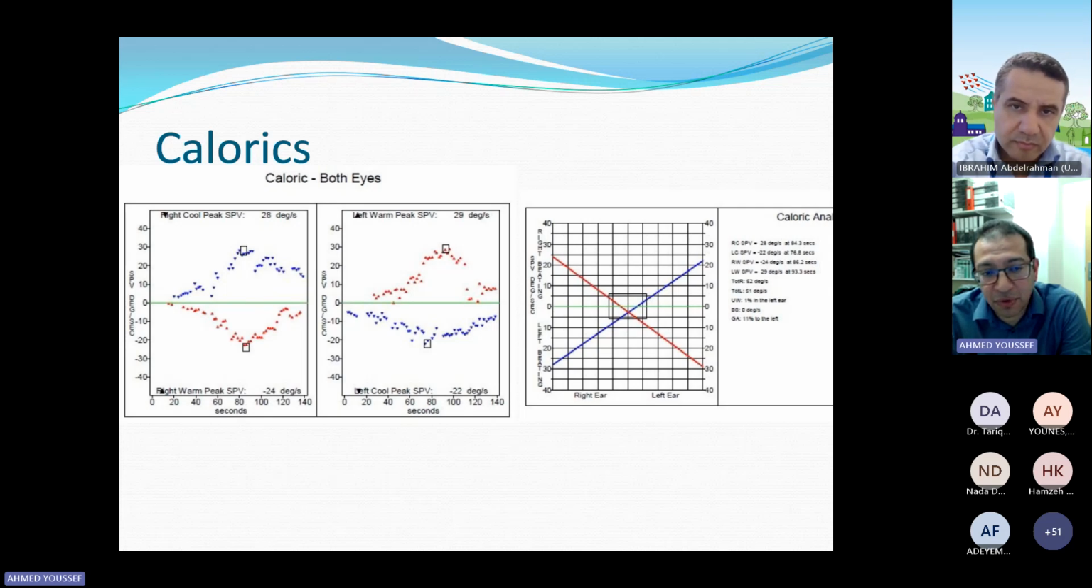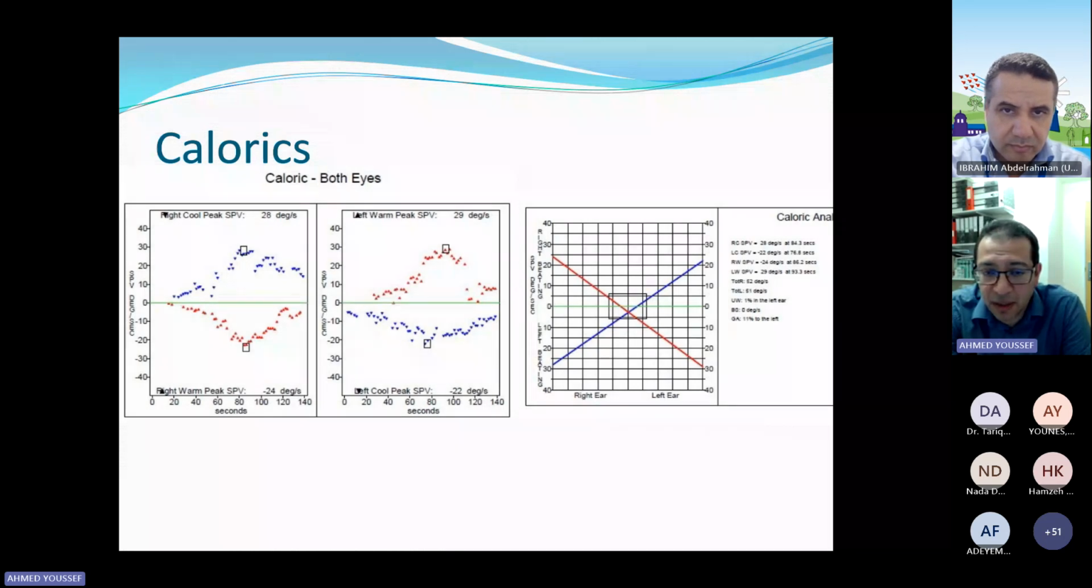Then the audiologist would move on to the calorics. And as you all know, for the caloric testing, we use bithermal irrigation, which is water, or sometimes air calorics. There are two irrigations, one that is 7 degrees above normal body temperature, which is 44, and one 7 degrees below normal body temperature, which is 30. And we do the same on both sides.